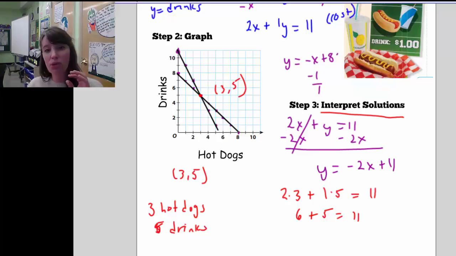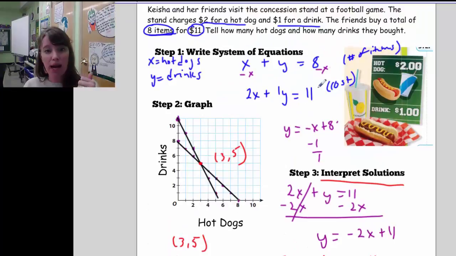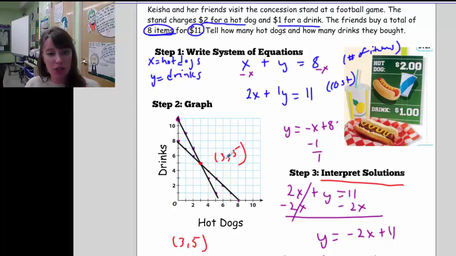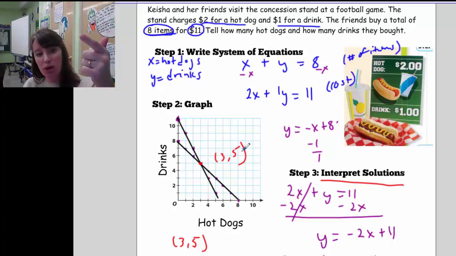So that's how you can build a system of equations based on a word problem. Notice that I had to do 2 different things, 2 different equations. One was the total number of items and one was the cost of all the items. I graphed them, I found their intersection, and then I went back and interpreted the intersection, the x and y coordinates, in the word problem, right?